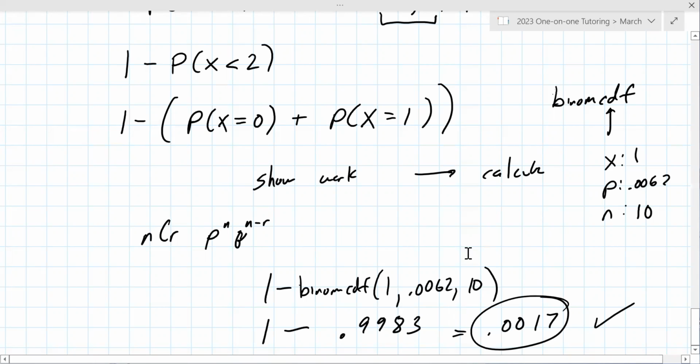Right, because you're just doing the smaller part and then subtracting it from 1. That's right. All right, well, that goes fast. That is the end of our abbreviated session.